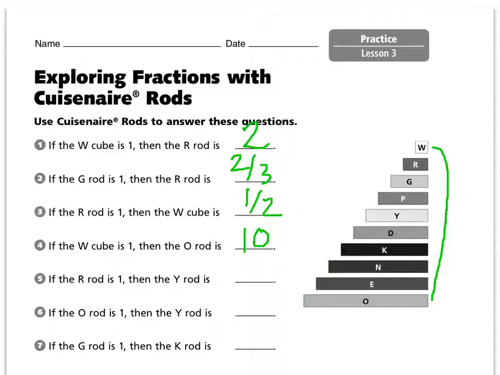Let's look at number 5. If R is 1, then what's Y? So I know that R is going to be 1, and it has 2 of those. And I know that I can cut these all up. This had 2, 3, 4, this has 5. And I can think about that as there would be 1 right here, 2, and then 1 left over. So it'd be 2.5.